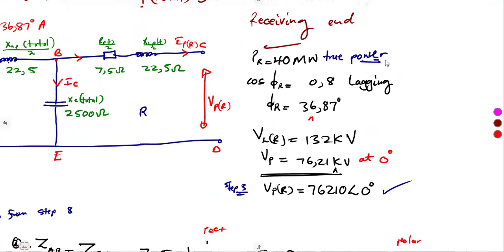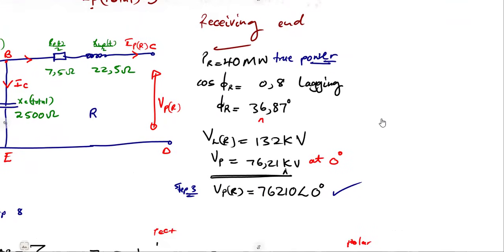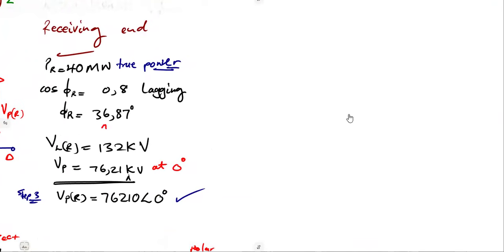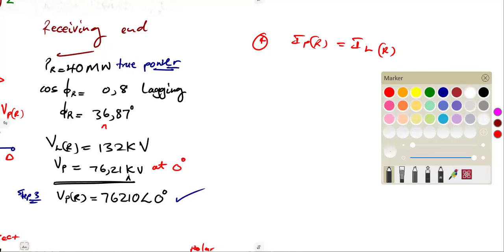From the true power, we can calculate our value for the current. All right, because we've got the true power. Let me just write it here. For the sake of space, let me have my step 4 here. In order for us to have the receiving end current, we do know it is the same as the line current there. Remember, in a star connection.